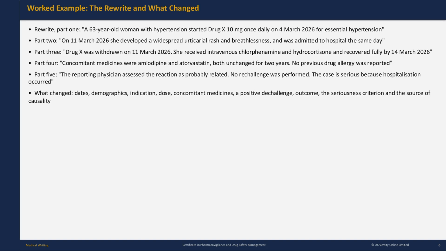Worked example, the rewrite and what changed. Rewrite, Part 1. A 63-year-old woman with hypertension started drug X 10 mg once daily on 4 March 2026 for essential hypertension. Part 2. On 11 March 2026, she developed a widespread urticarial rash and breathlessness and was admitted to hospital the same day. Part 3.